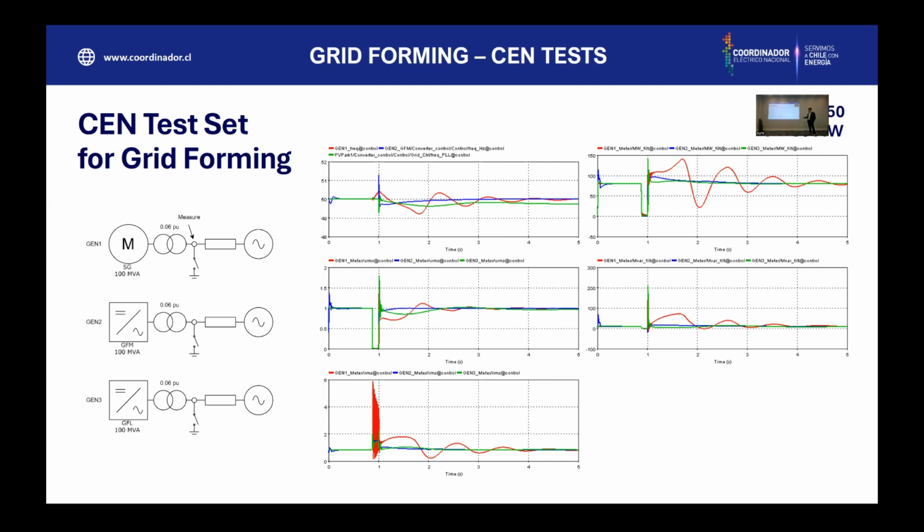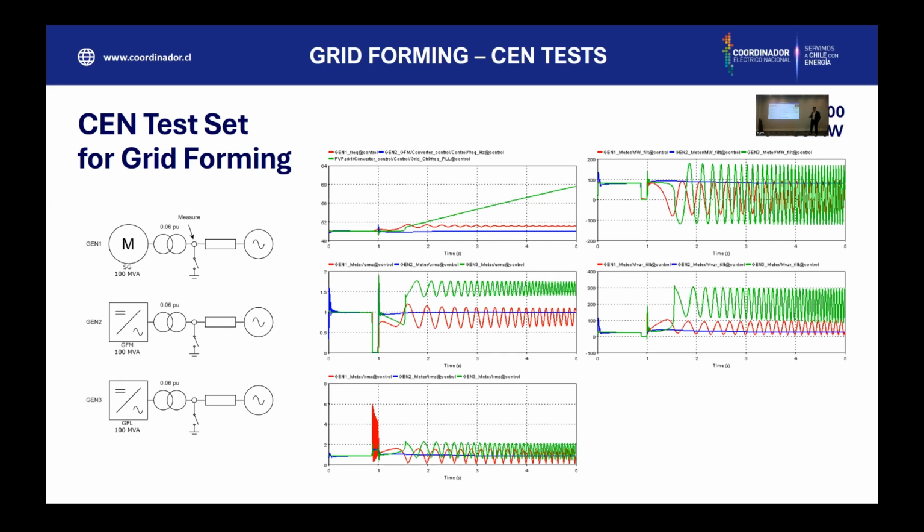In this case, the blue line in every plot is a grid forming, which has much better performance than the other ones. And it's also worth noticing that the red one, which is a synchronous generator, is a very fast machine. I tried to use the fastest parameters for the control I could set before it becomes unstable. So this is as fast as I could get.